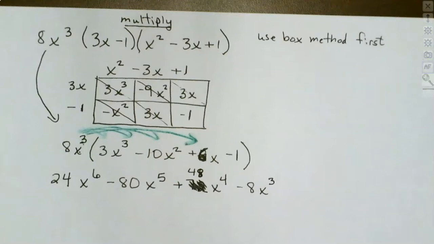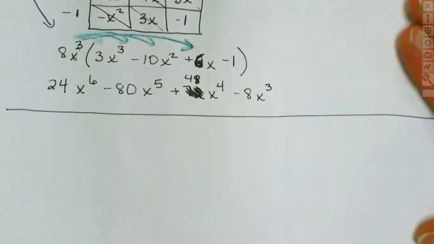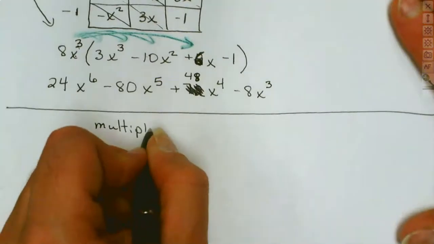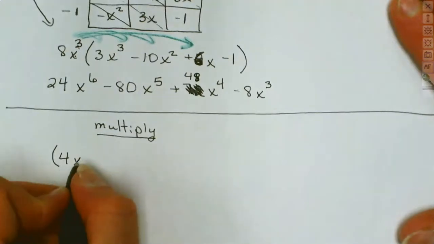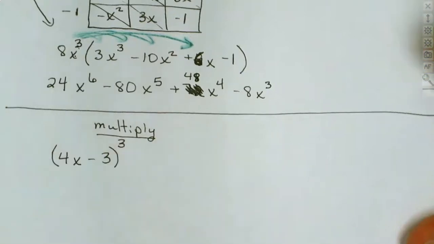Let's do 2 more. We've got enough time to do 2 more, I think. The next 2 we're going to look at, we're going to have to FOIL and then use the box method. So these have extra steps involved. And we should have enough time to do 2 of these. About 4x minus 3 quantity cubed. So that's what I want you to multiply. We'll do 1 with a 3 power with a cube. We'll do 1 with a 4th power. If we have time, and we should have time.